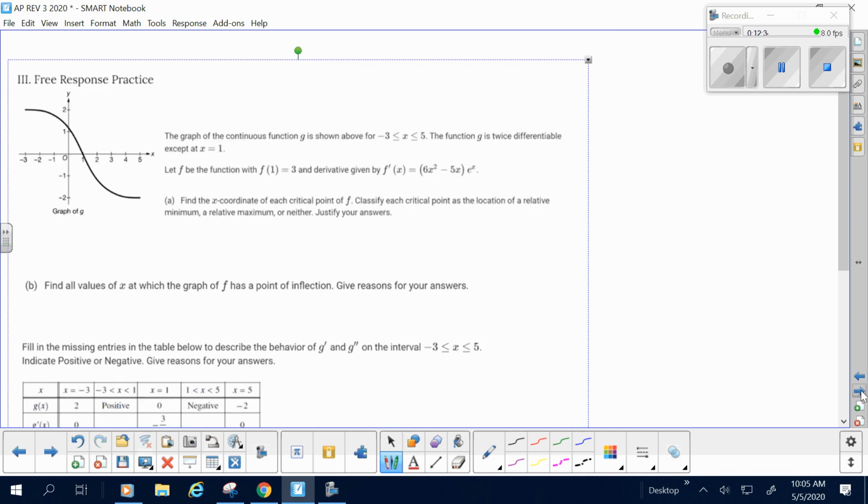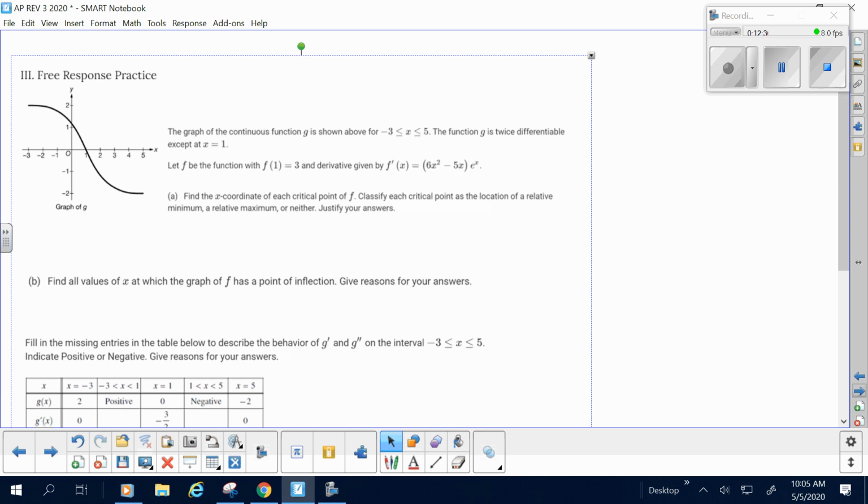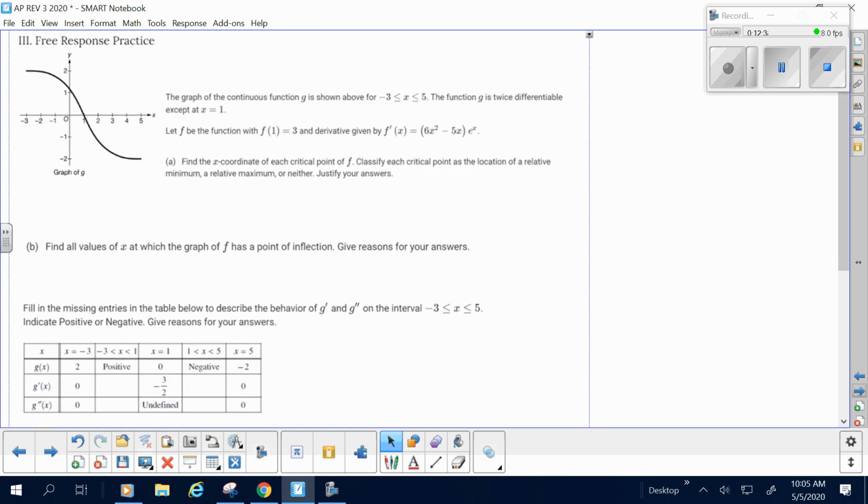All right, the free response. This should take about 10 to 15 minutes, so pause the video, get this done with quality, and we'll go over it in a minute. Keep in mind here that they've got 2 functions going on. Read carefully. This is the graph of G, and they give you f prime. So it's 2 different things going on, all right? Good luck. I'll talk to you in a minute.